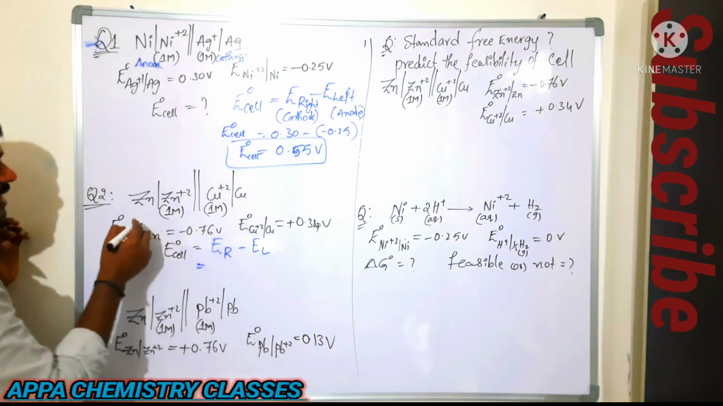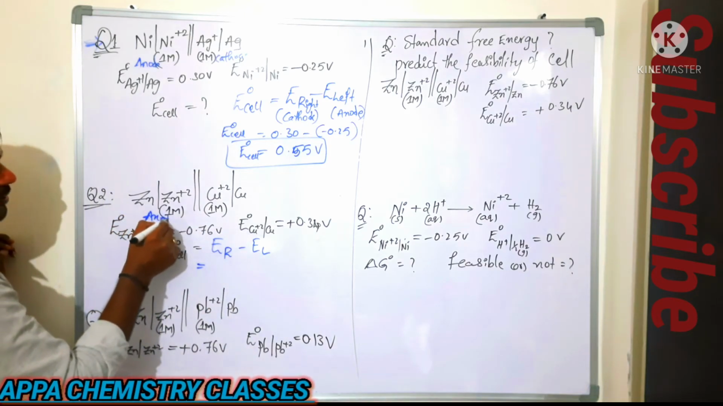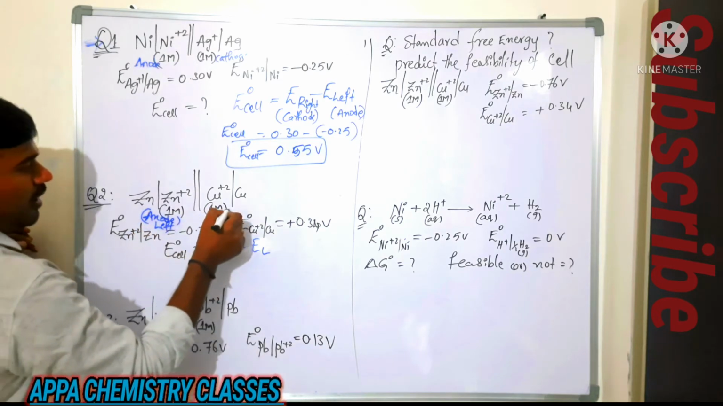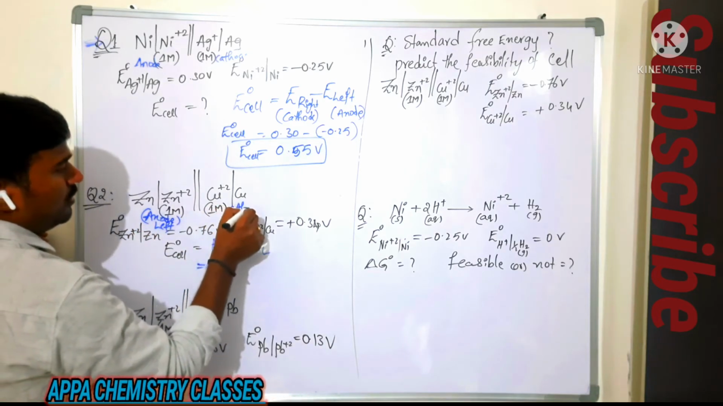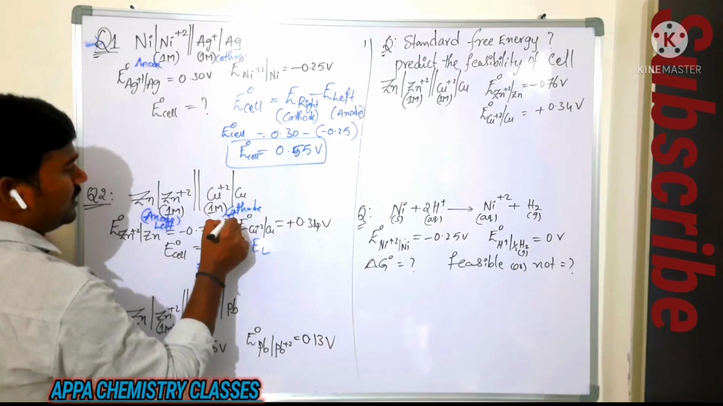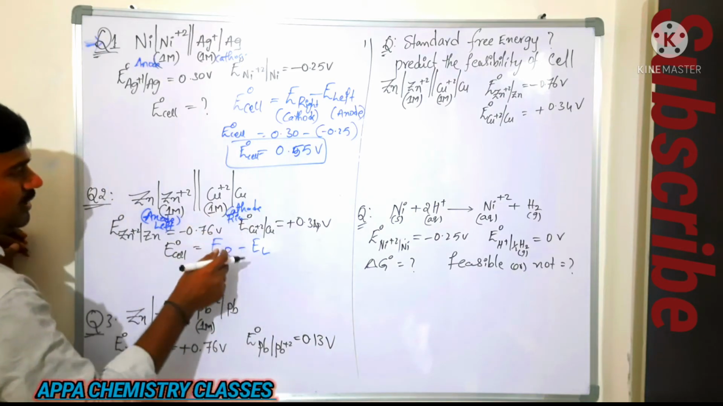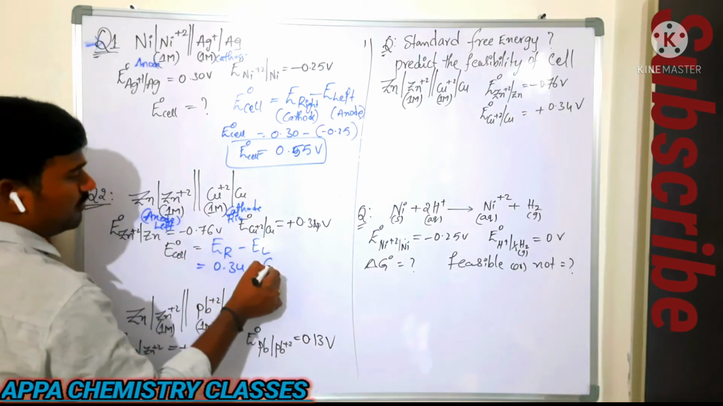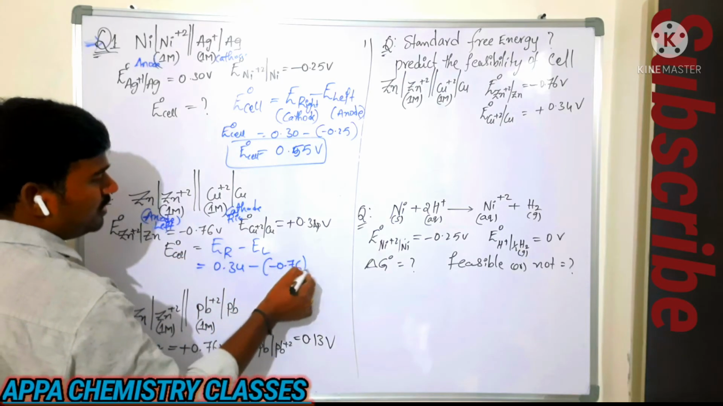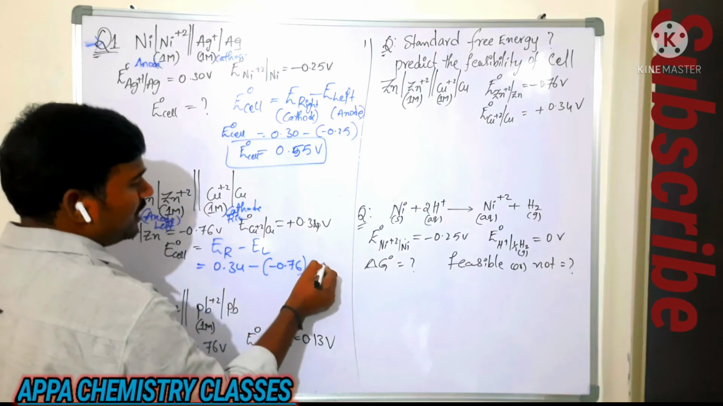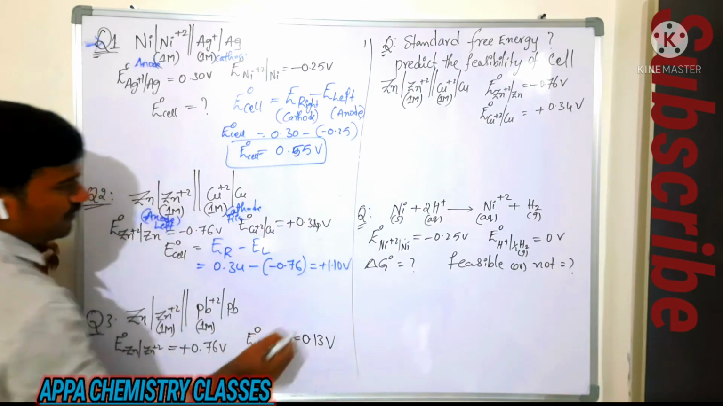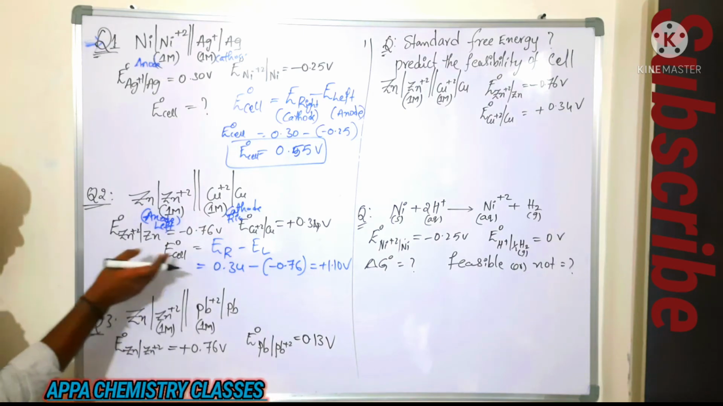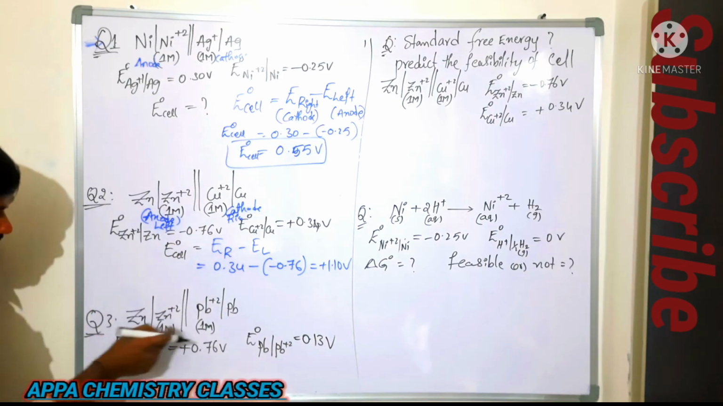So E naught cell is equal to E right minus E left, simple one. The anode is present on your left hand side, and on the right hand side is the cathode. So E right, the copper ion, is 0.34, minus of minus 0.76 volt. By adding these two, you will get plus 1.10 volts. That is a galvanic cell or voltaic cell, the Daniel cell electrode potential.